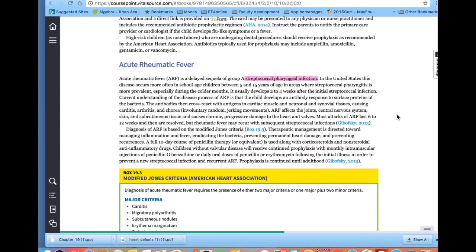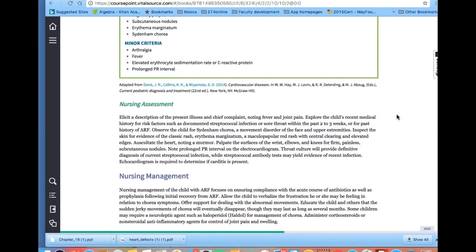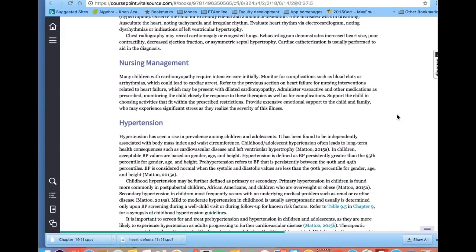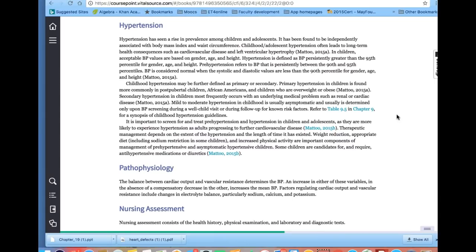All right, acute rheumatic fever, remember I said we're not going to touch on this. Just know that if you have signs and symptoms of flu-type illness, body aches, chills, joint pain after a strep infection, then they may think acute rheumatic fever. So we're going to skip through that. We're going to skip through cardiomyopathy. We are going to talk about hypertension.